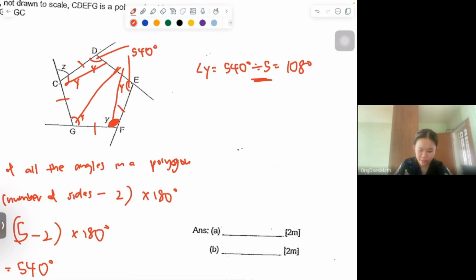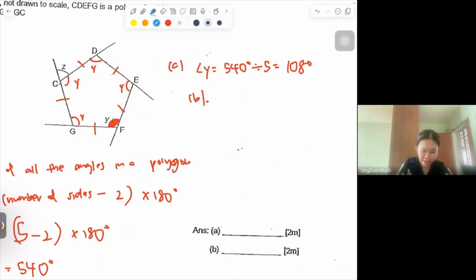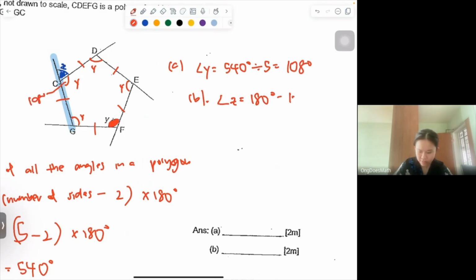Okay, next up, find angle Z. Angle Z is easier to find. We'll use the property that adjacent angles on a straight line add up to 180. You can see that there's a straight line here, which means that to find angle Z, we can just take 180 minus 108, because this angle is 108. And the answer should be 72 degrees. So part A, 108 degrees, part B, 72 degrees.